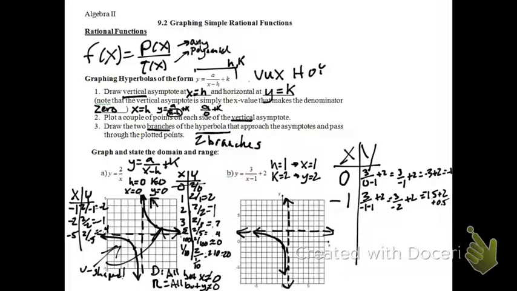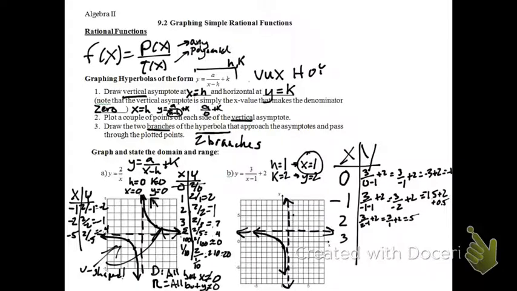Now I'm going to skip plugging in 1, because remember, 1 was my vertical asymptote. So I'm going to jump in and plug in 2. So if I plug in 2, I'm going to get 3 over 2 minus 1 plus 2, which is just going to be 3 over 1 plus 2. That's just going to be 3 plus 2, or 5. So if I plug in 2, I get out 1, 2, 3, 4, 5. That's that coordinate right there.